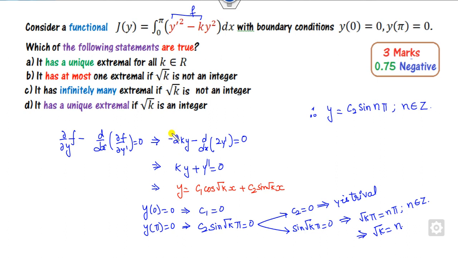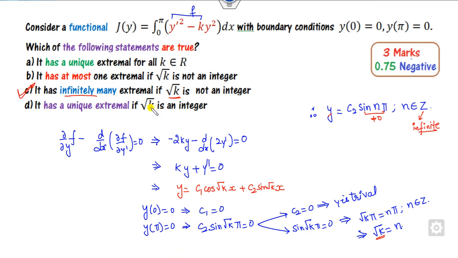Now you can think about the options. So k is an integer, okay. How many integers are there? There are infinitely many integers. So when n takes infinitely many values, y also has infinitely many solutions. So it is infinite if root k is not an integer. What is the meaning of that? If root k is non-integer, n is a non-integer. If n is non-integer, this value is non-zero. If this is non-zero, it means we get some solutions. So that means this option is correct.